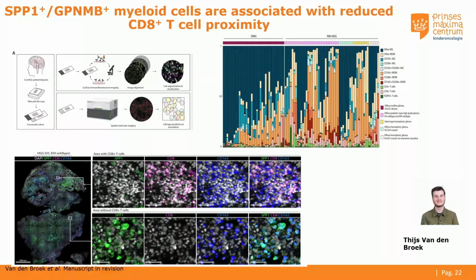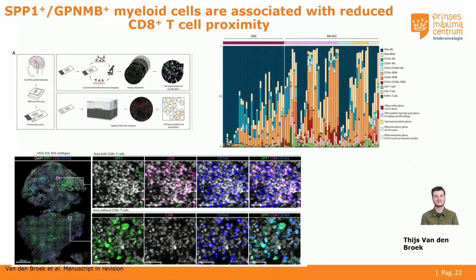Here you see the DMGs, and here the non-midline high-grade gliomas, and you see that they annotated all different kinds of myeloid cells and also some T cells. There is a difference between DMGs and non-midline high-grade gliomas, and they found a mesenchymal-like type of myeloid cells that were stained with SPP1 and GPNMB, and that was almost 50% of all the myeloid cells.